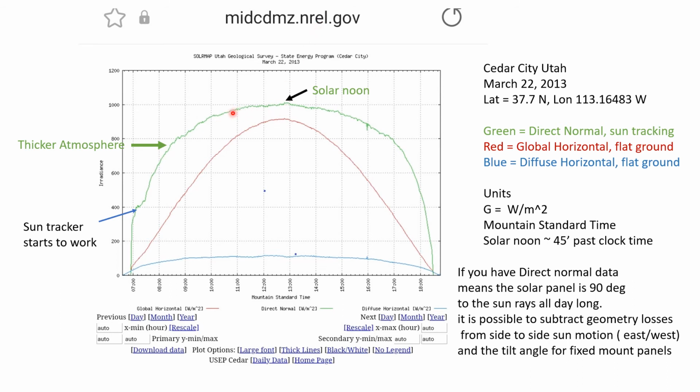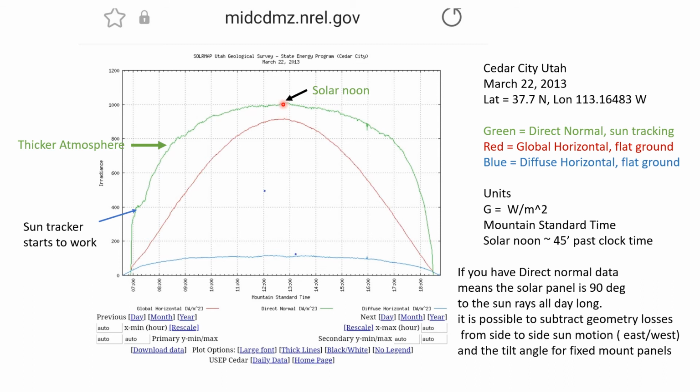We have direct normal. This is basically a sun tracker. This instrument for measuring the solar irradiance is always pointing at the sun. And this is basically this jump here. I'm going to call that where the sun tracker acquired the target, the big old ball of sun. And this is 7 o'clock in the morning. This date is near the spring equinox. So the time here on this chart is in Mountain Standard Time.